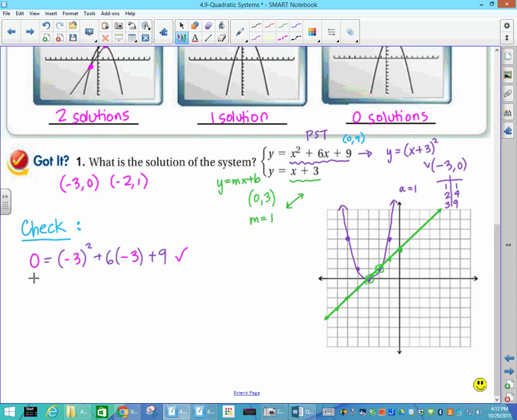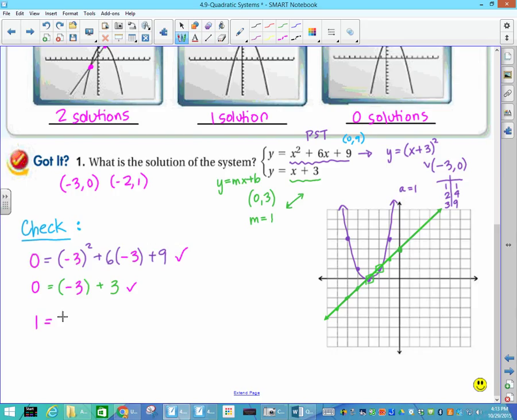So now let's go try it for the line. So we would put in 0 into the line, y equals x plus 3. And again, I'm putting in negative 3 for my x, so that's my x and that's my y. And negative 3 plus 3 equals 0, so we're good. So we know this point checked out. Now we need to go check out the other point. So I'm going to put in y again. Oh wait, y is not 0 here. y is equal to 1.